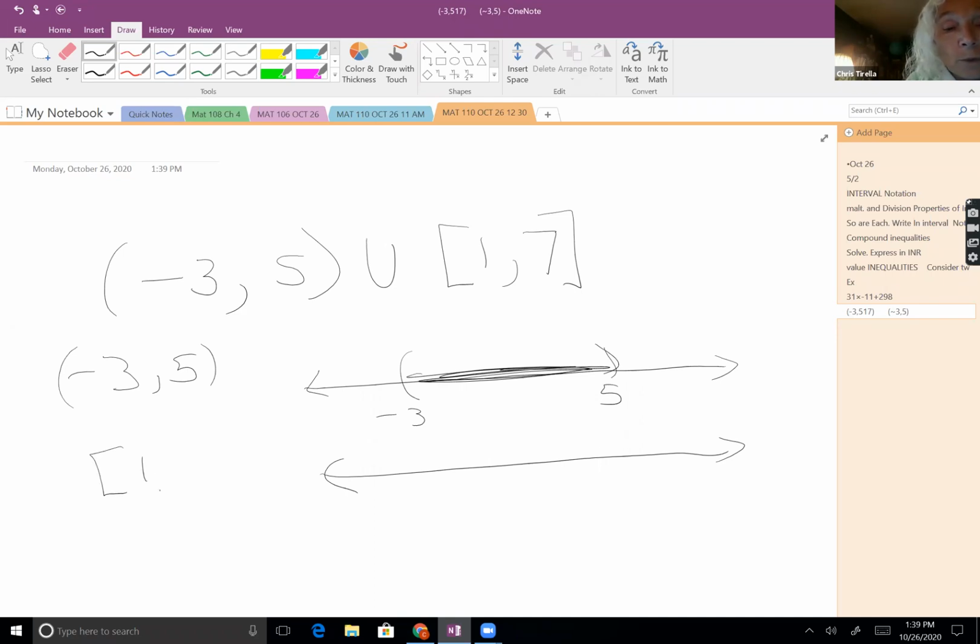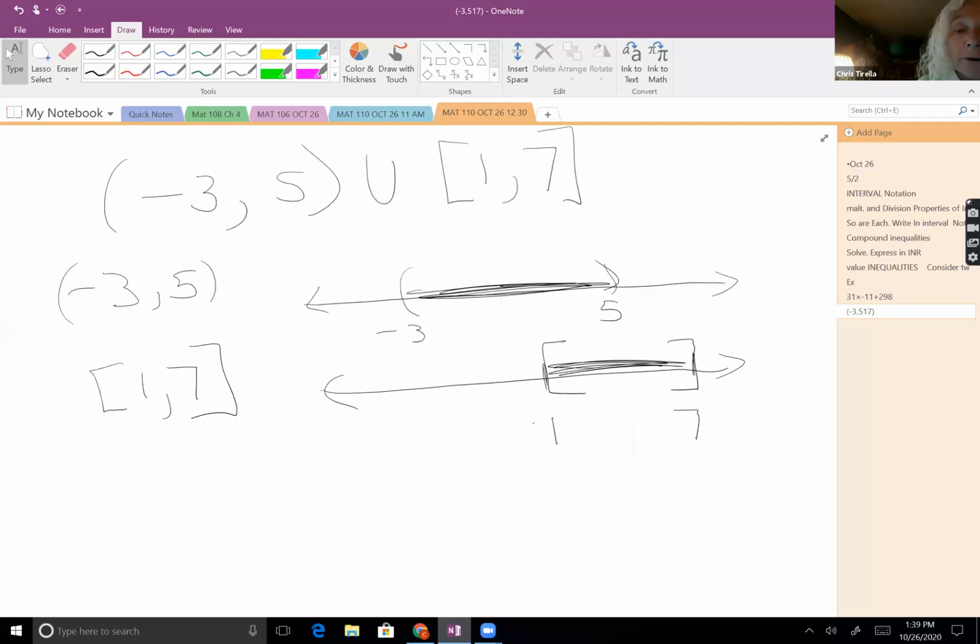Next one, 1 to 7. I'm going from 1 to 7, and I'm including everything in between. And when I take the union, I'm putting those together. I'm combining them into a single one.